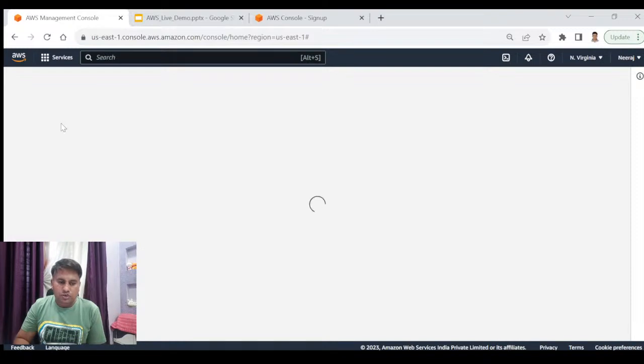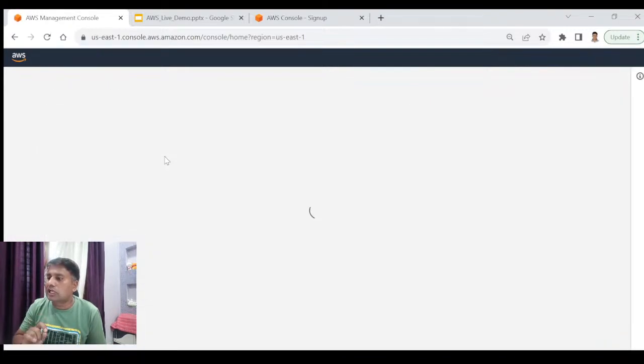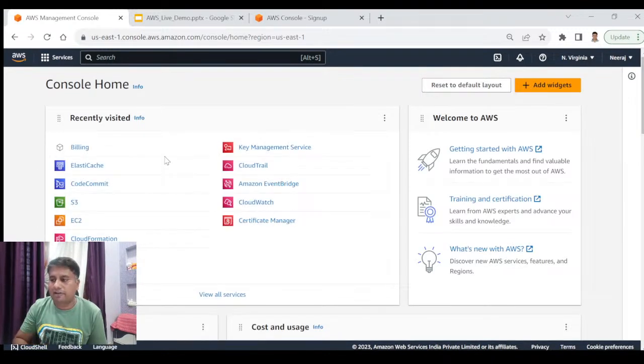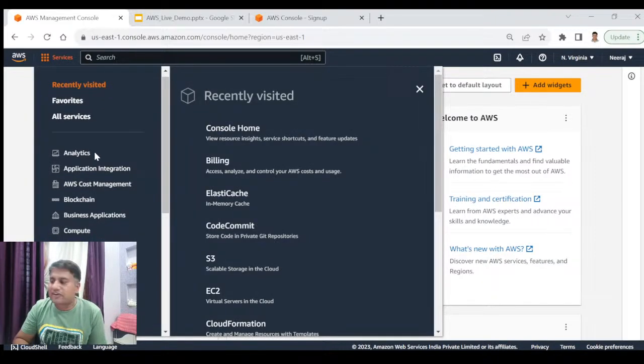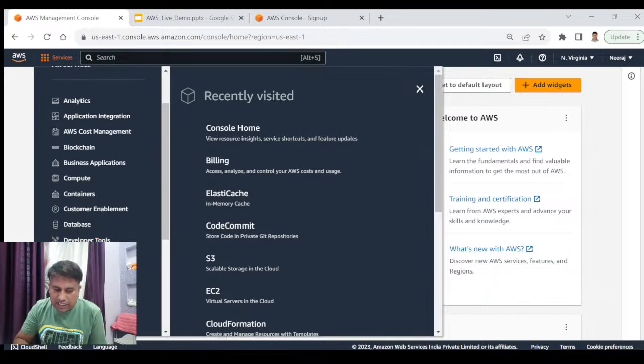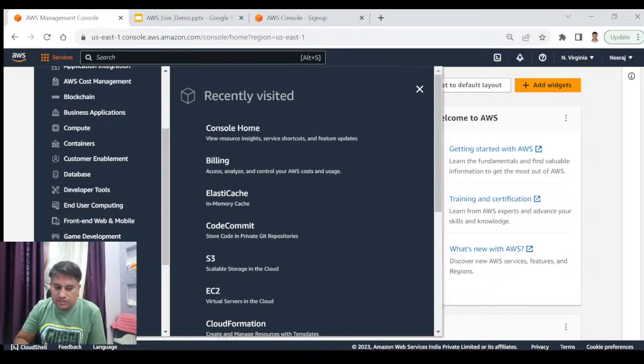Okay, so I'm able to log in to my AWS account, and I will quickly show you what different types of services are available at a very high level. I will not go into detail because we have already crossed 1 hour of time, and I would like to finish today's session at the earliest. So you can click on services, and on the left side you can see different categories. We have analytics, application integration, blockchain, business applications, compute, containers, database, developer tools, game development, internet of things, machine learning, and many more.